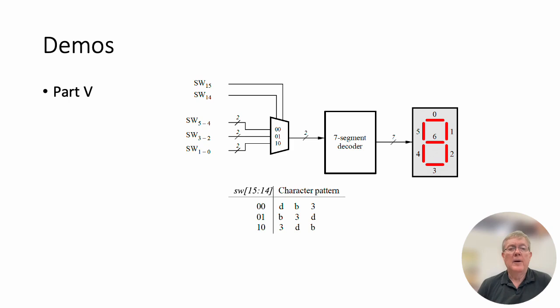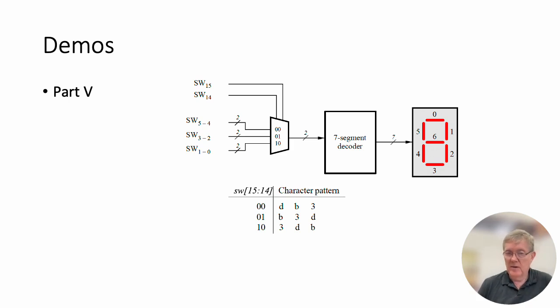So when the switches are set to 0, 0, then we should be displaying the pattern DB3 on the rightmost 7-segment displays. When the switch setting is set to 0, 1, we should rotate that display by 1 position to the left and thereby be showing B3D. And finally, if the switch setting is set to 1, 0, then 3DB should be displayed on the display.